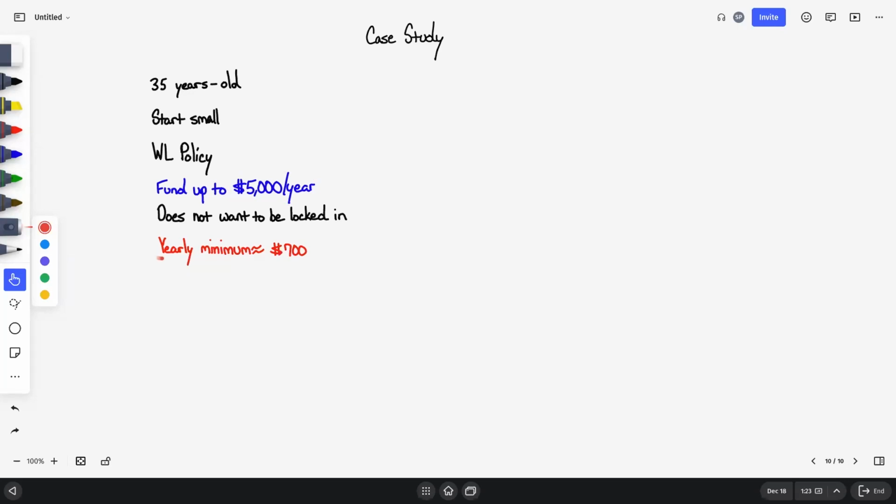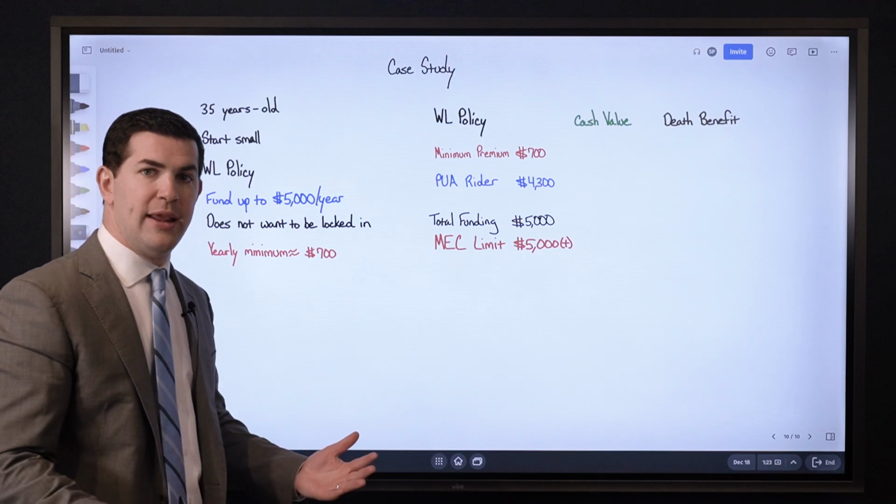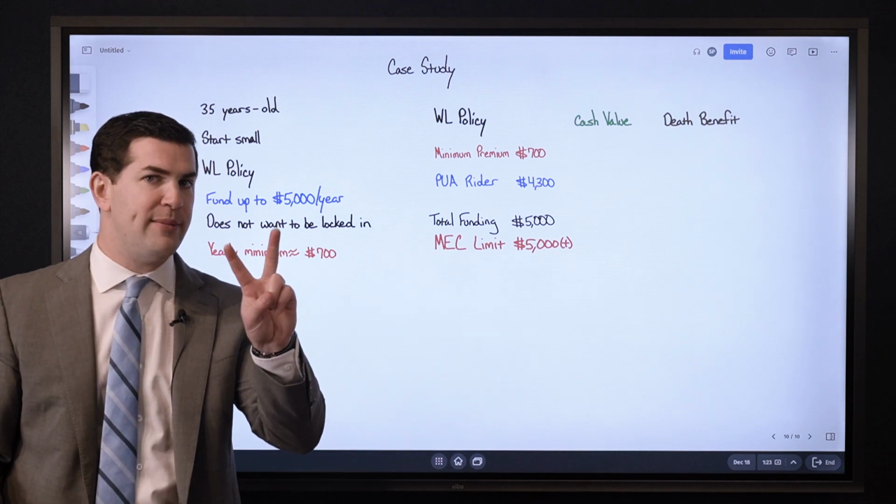So what we'll do is set the policy up with a minimum of about $700 per year. And he has the ability to add up to $5,000 per year. We'll go through exactly how he can get that money in. We're going to look at a couple examples here. So with his whole life insurance policy, first, let's go through exactly how we would set it up in a case like this. So with a life insurance policy, your money can go toward one of two primary areas.